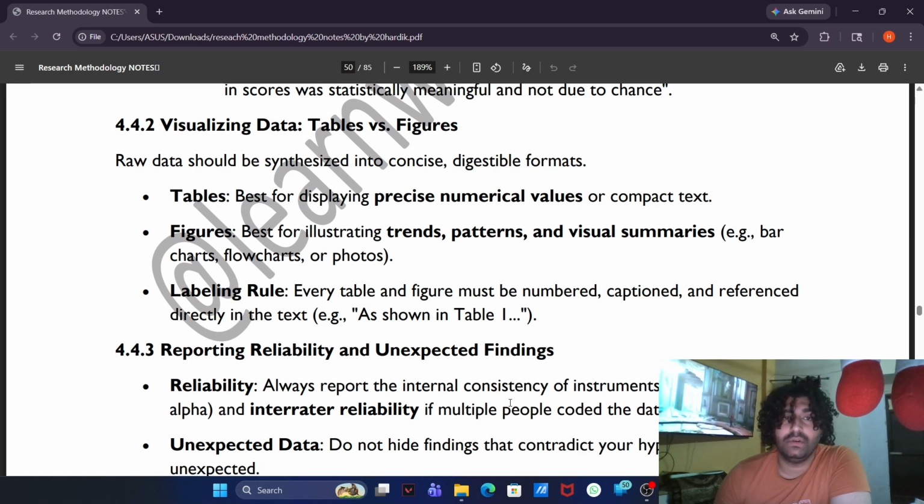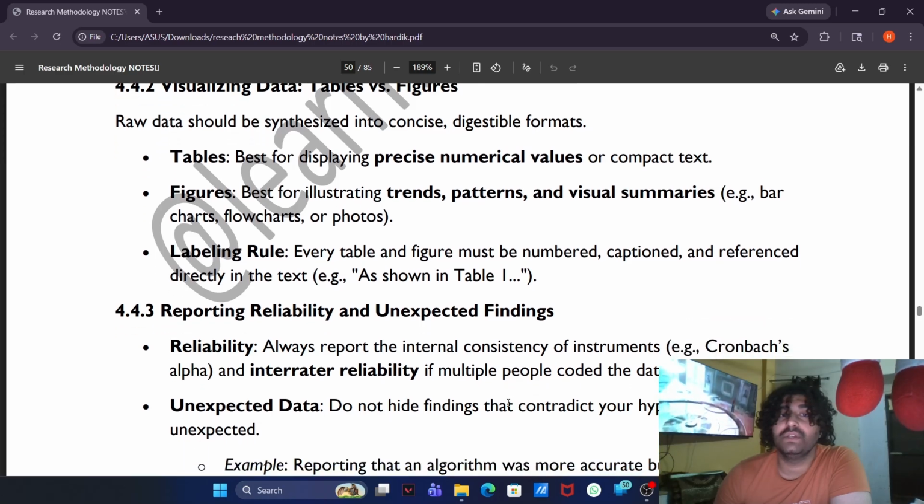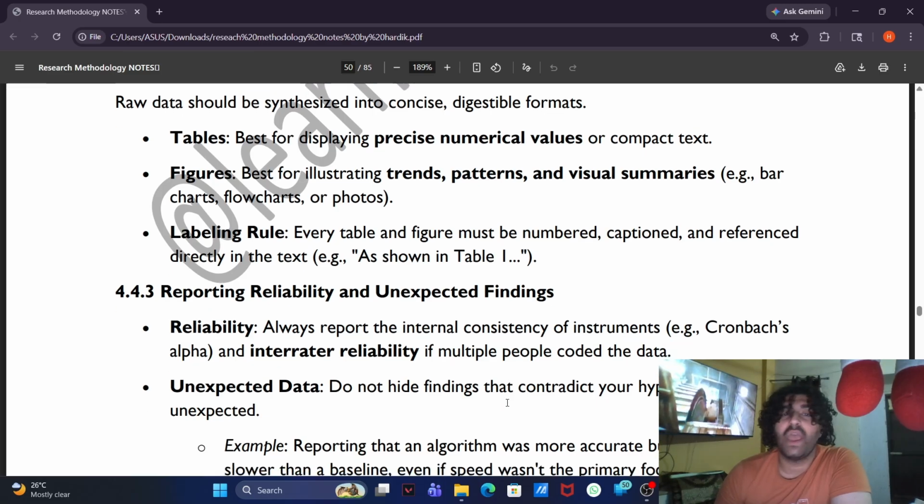Next topic, visualizing data, tables versus figures. Raw data should be synthesized into a concise, digestible format, like tables and figures. Tables are best for displaying precise numerical values or compact text. Figures are best for illustrating trends, patterns, and visual summaries. Example, bar charts, flow charts, or photos. Labeling rule. Every table and figure must be numbered, captioned, and referred to directly in the text. Example, as shown in Table 1.